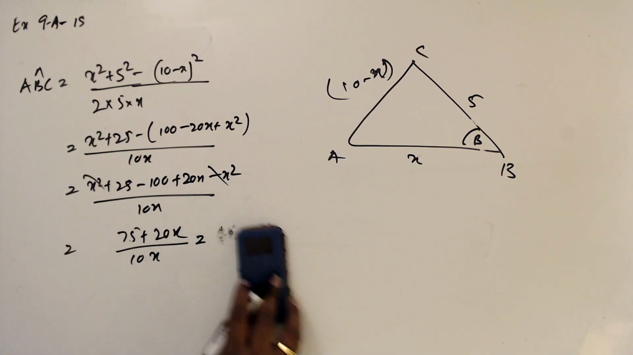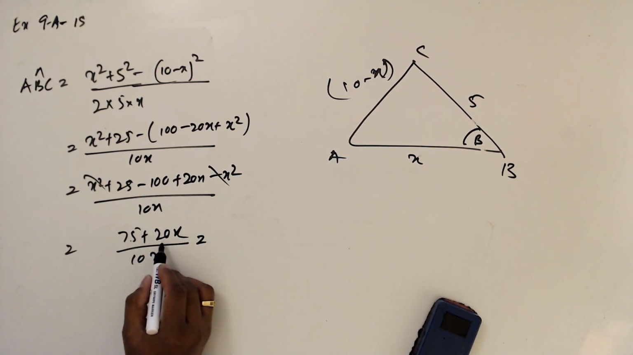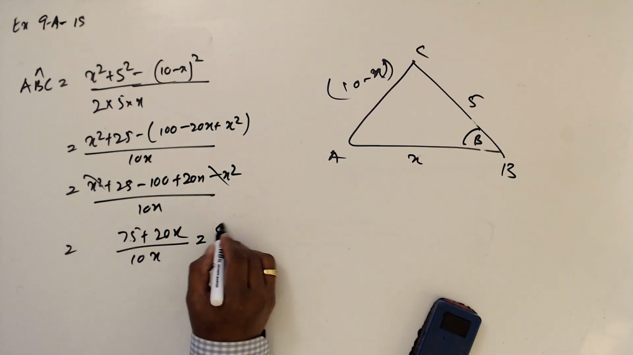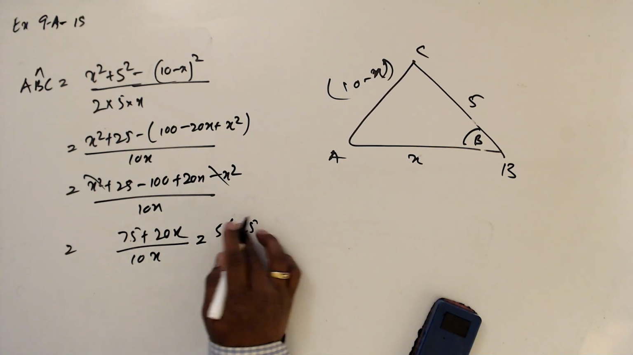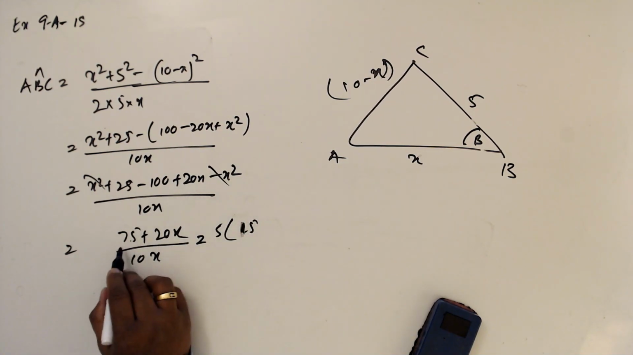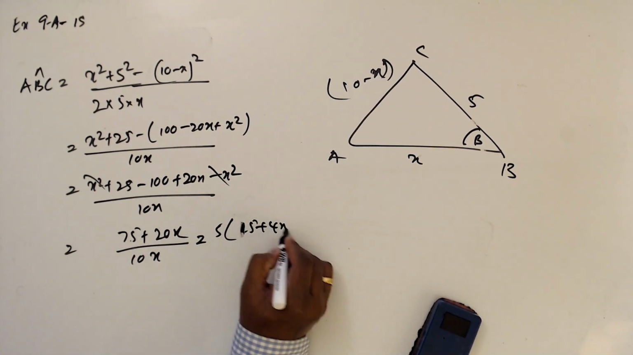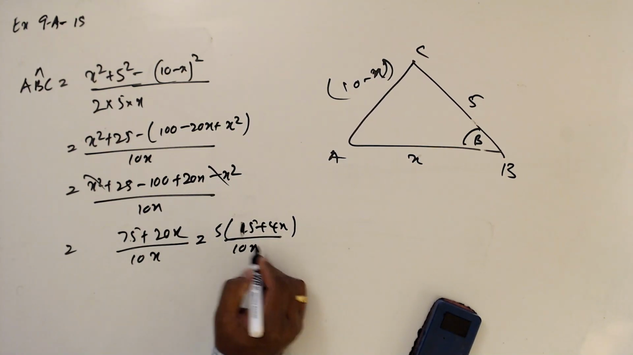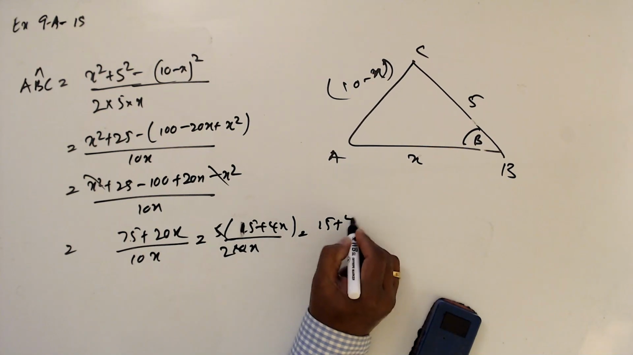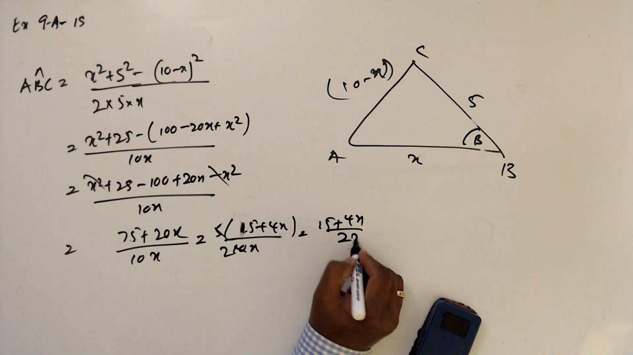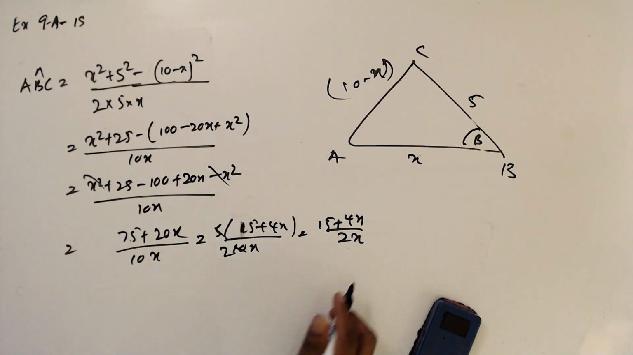Okay, I will do it like this. 5 is common, I will take 5 out. This is 15, and this is 4x over 10x. This is 5 and this is 2. So 15 plus 4x over 2x. So this is not the answer.